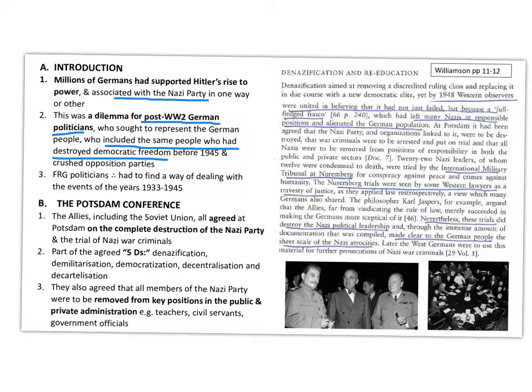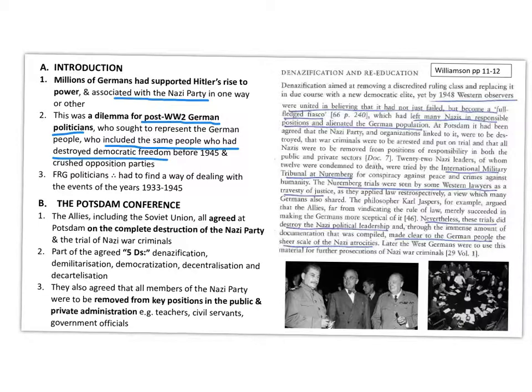Now, a minority of Germans were active members of the Nazi Party. A minority of Germans were active opponents of the Nazi Party, but the vast mass of Germans in the middle had given some degree of support for the Nazi Party. But trying to decide who the active Nazis were and who the more passive and who the opponents were was difficult.